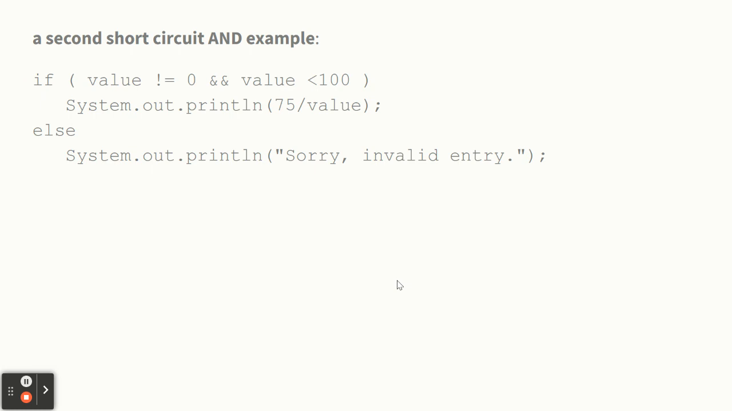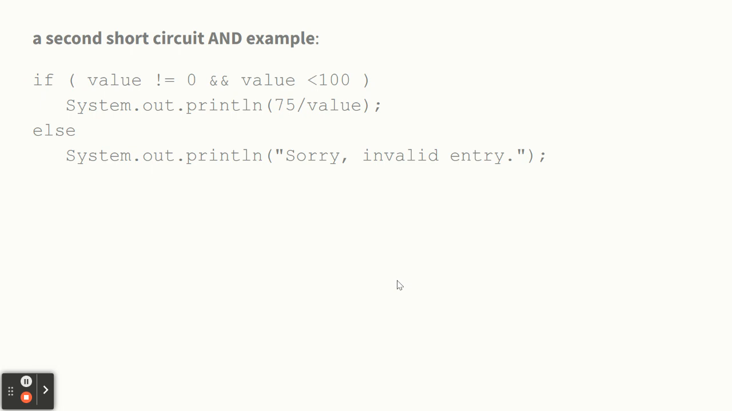So this is a perfect short circuit example. It doesn't even keep going. If it's 0, we're not going to divide it or print it or do anything. We're just going to say invalid. But if it's not 0, then okay, and let's make sure it's less than 100 or whatever. The second condition doesn't really matter here, but this is a nice safety catch. It makes sure you don't divide by 0.